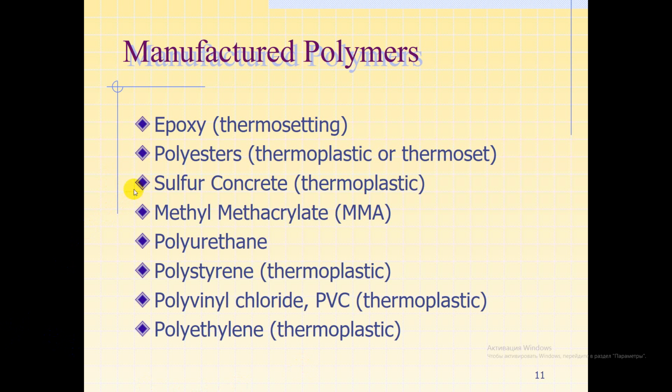Examples of manufactured polymers: polyesters, this is the thermoplastic or thermoset; epoxy, thermosetting; sulfur concrete; this is a thermoplastic, methyl methacrylate, MMA; polyurethane; polystyrene, this is a thermoplastic; polyvinyl chloride, thermoplastic; and polyethylene, also thermoplastic.